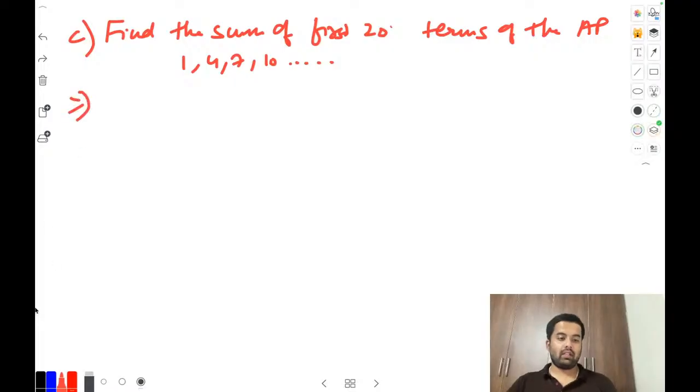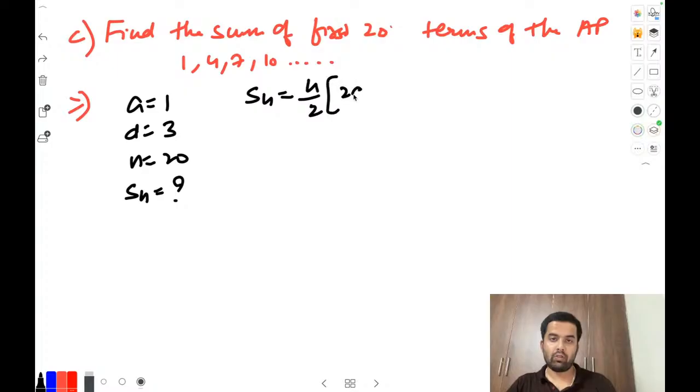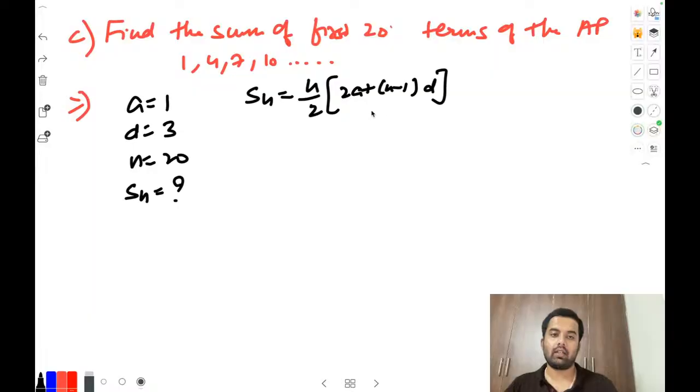As per the given part, we have here A value, which is 1. D value is 3. N value is what? 20. So we have to find what? Sn. As we know, the formula is n by 2, 2a plus n minus 1 into d. See, I kept the formula on the screen. You can just copy this and get me the answer of this. Nobody yet. Okay, I will also figure out.